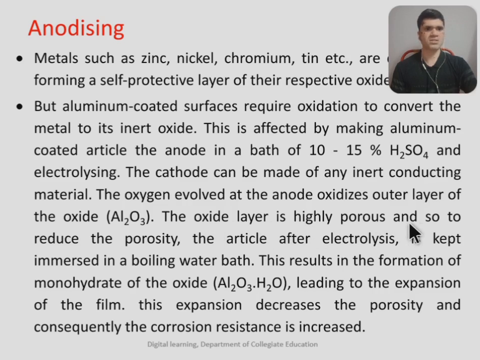The oxide layer is highly porous, and so to reduce the porosity, the article after electrolysis is kept immersed in a boiling water bath. This results in the formation of the monohydrate of the oxide, Al2O3·H2O, leading to the expansion of the film. This expansion decreases the porosity and consequently corrosion resistance is increased. So once aluminum is made the anode and oxidized, the oxide formed is porous. To reduce that porosity, it must be dipped in a boiling water bath, where it forms the monohydrate of the oxide, and that expands, decreasing the pores and increasing corrosion resistance.